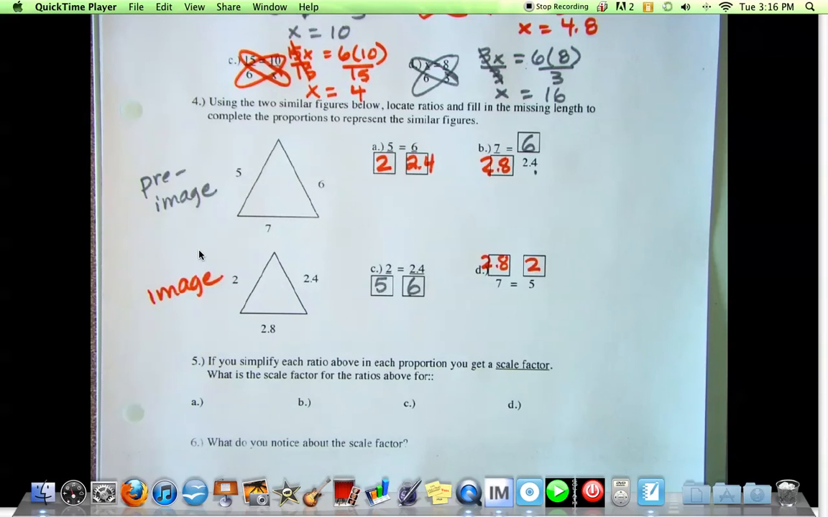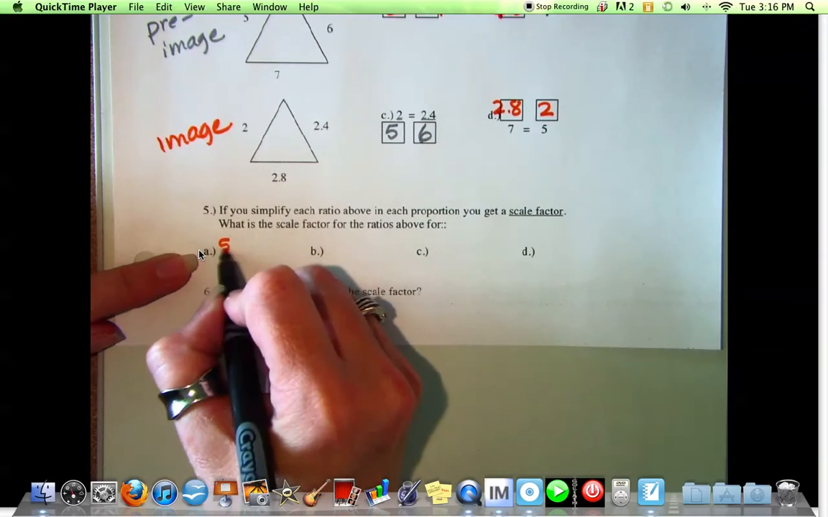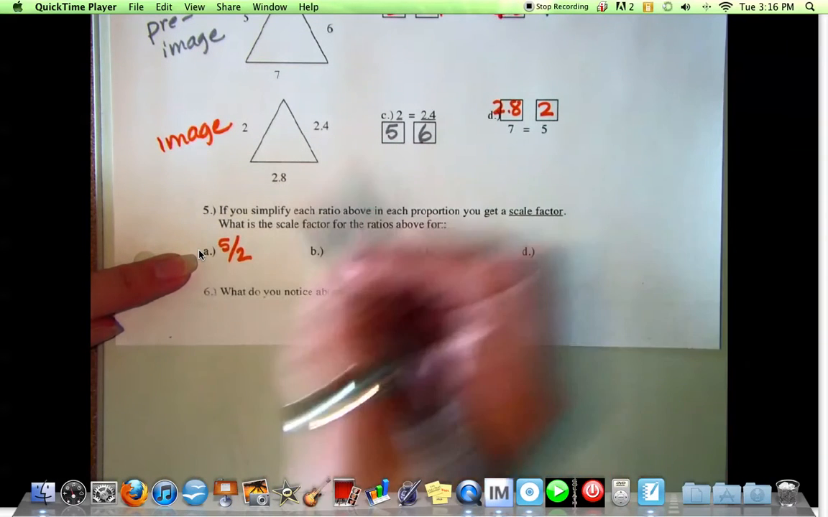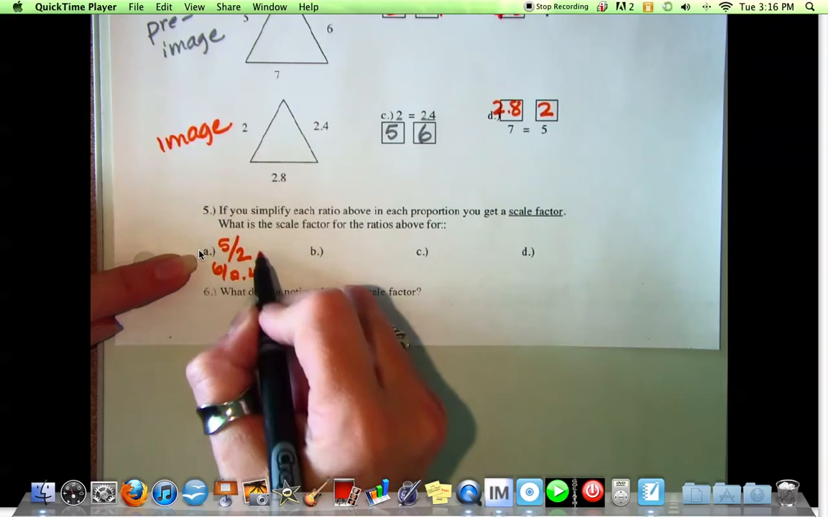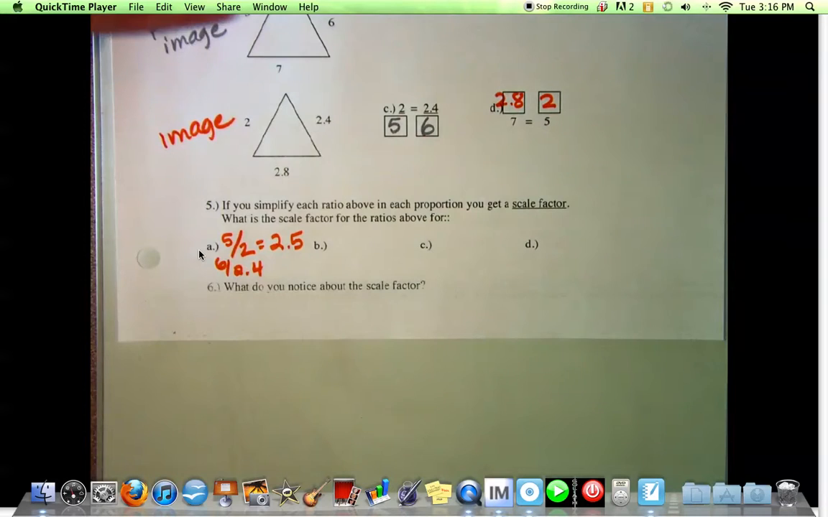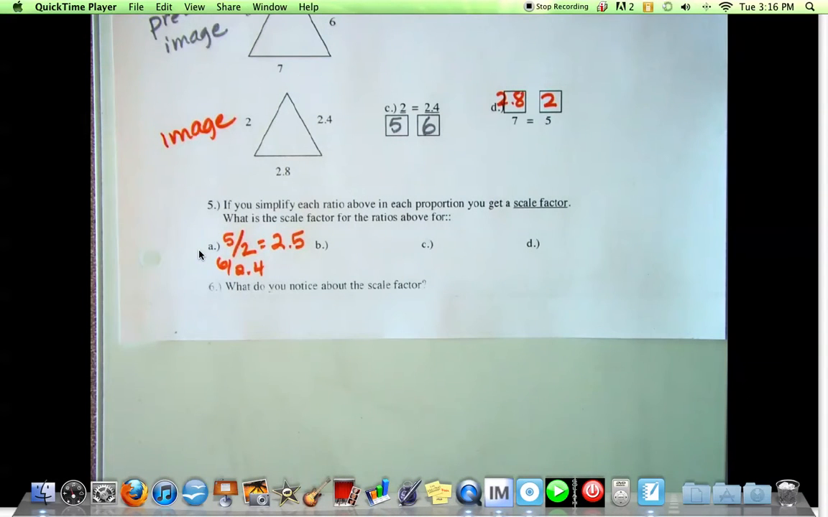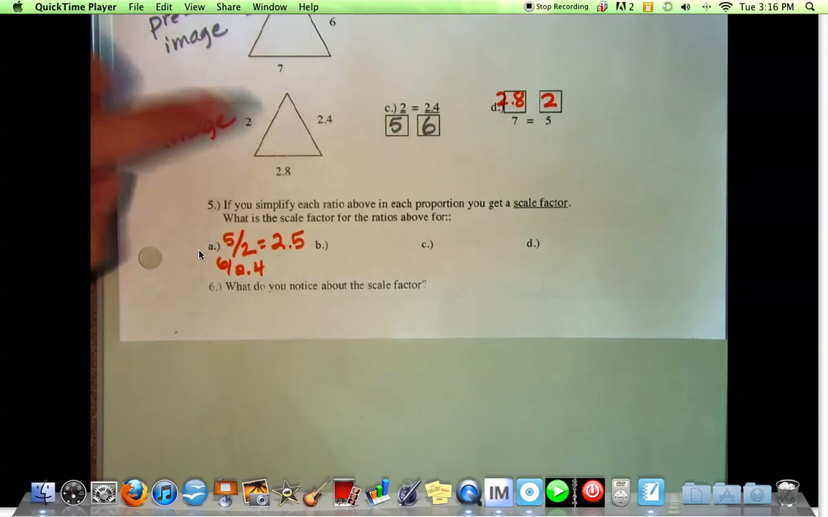If you simplify each ratio above and each proportion, you get a scale factor. What is the scale factor for the ratios above for A? So we have 5 over 2, or you could look at 6 over 2.4. Either one is fine. That gives us 2.5. So the scale factor from this to this is larger than this. This is 2.5 times larger than this.